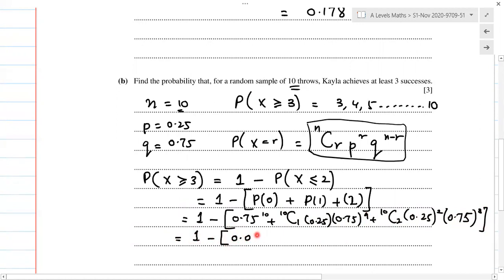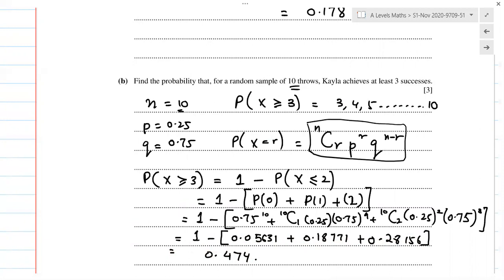That's 0.05631 plus 0.18771 plus 0.28156. And we should be getting 0.474. So that's question number 3 done.